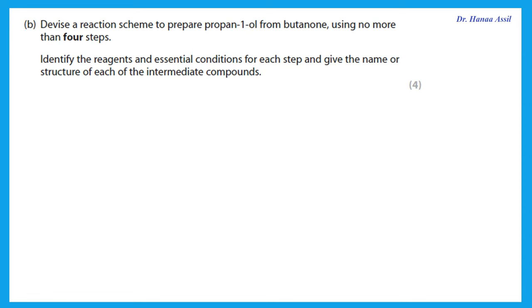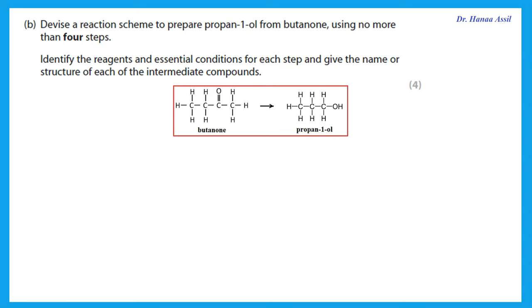Devise a reaction scheme to prepare propan-1-ol from butanone using no more than 4 steps. So we're trying to start with butanone and we want to get propan-1-ol. This is how we answer the question. Write what is required first, and then we try to go from the reactant to the product. Identify reagents, essential conditions, and give names of the structures of each of the intermediate compounds. So, we're starting with butanone. Obviously, we need to remove one of the carbons. So that's the main job that we need to do.